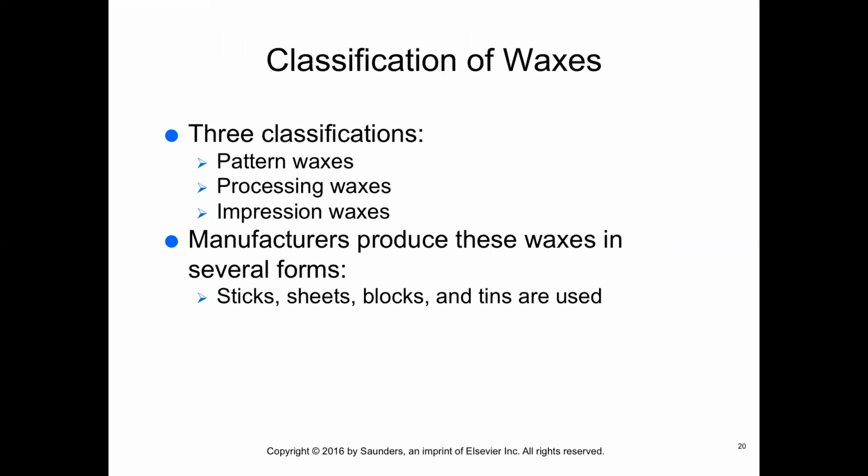Waxes are classified into 3 categories: pattern waxes, processing waxes, and impression waxes. They are produced in many forms, such as sticks or sheets, which can be used in a lab to take the bite registration, and also in blocks.